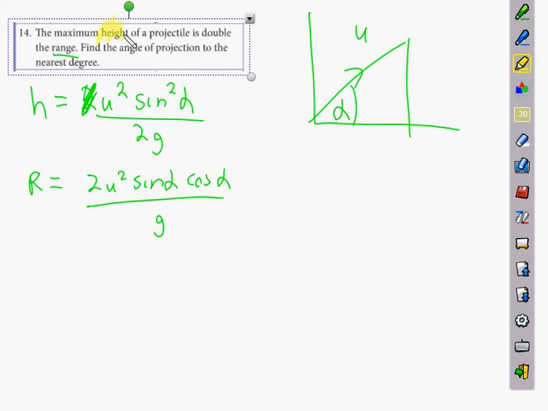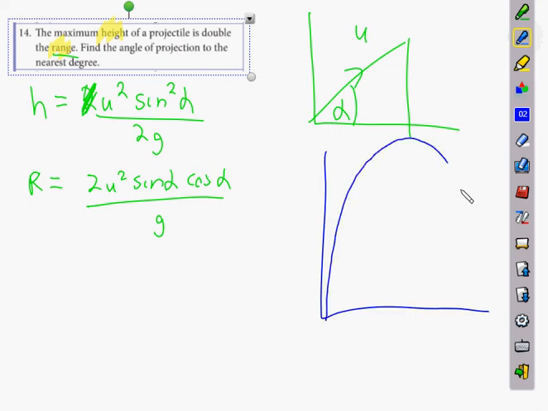Now, key words. The maximum height is double the range. So you're really talking about a big steep angle, almost like a box kick in rugby. It goes really high and it comes back down again. So your height is much bigger than how far it's going. In a case like this, we're going to say that H equals 2R.